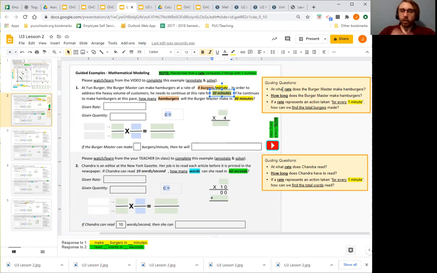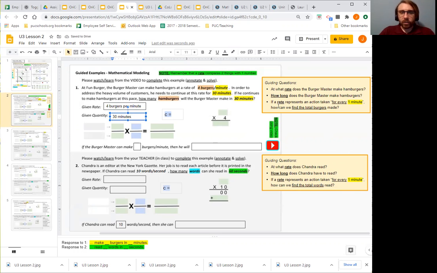So to begin with, the first question is, at what rate does the burger master make hamburgers? Well, his rate is 4 burgers per minute. And it's important that when we type this, we're typing the word rather than the slash to really bring out the meaning of it. The second thing is it says, how long does the burger master make hamburgers? And so the burger master is making hamburgers for 30 minutes. So we'll type that in, 30 minutes.